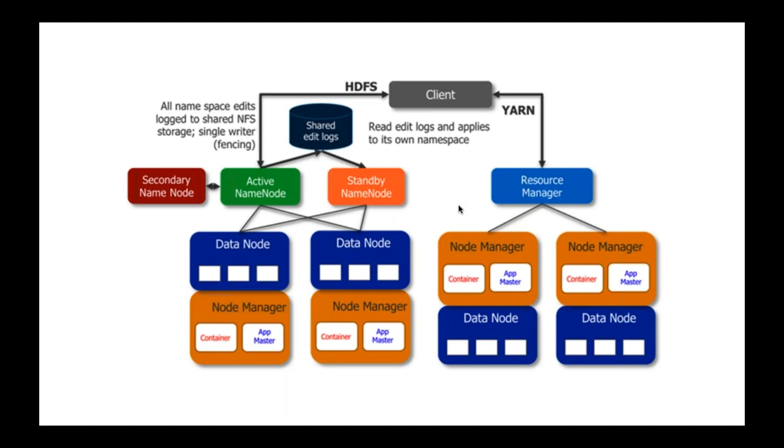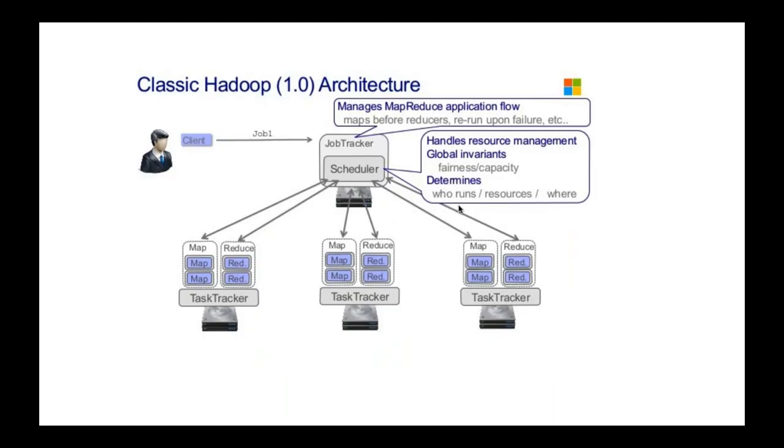Just one question. The standby name node is in place of the backup node, which we used in the HDFS 1 architecture? Are we using it in the second architecture? No, that is different. This is different.